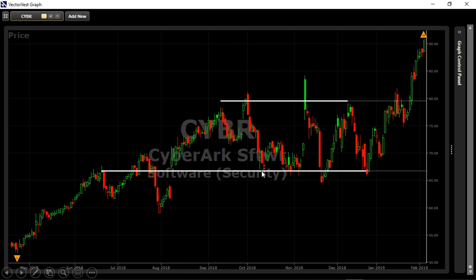Number one, price retracing from support. Not price reaching support, retracing from support. Price retracing from support, that's bullish, okay? And that's a buying opportunity.